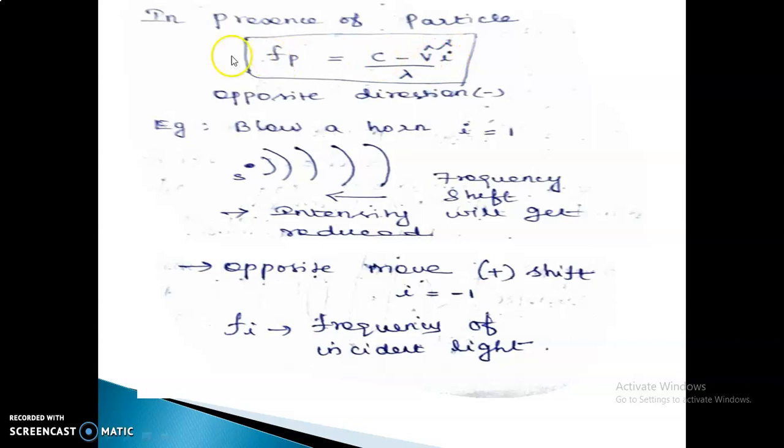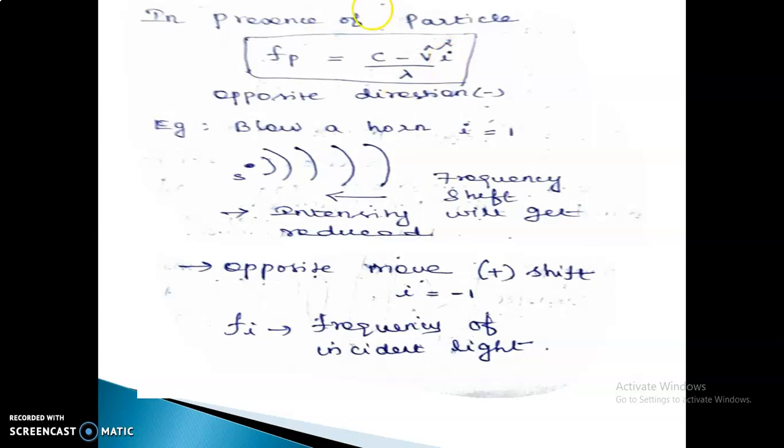In the presence of the particle, the frequency shift is C minus V dot the unit vector i, divided by lambda. If you calculate in the opposite direction, then we take it as negative, so you will have C plus V dot i. So it applies either in the upward direction or in the downward direction.